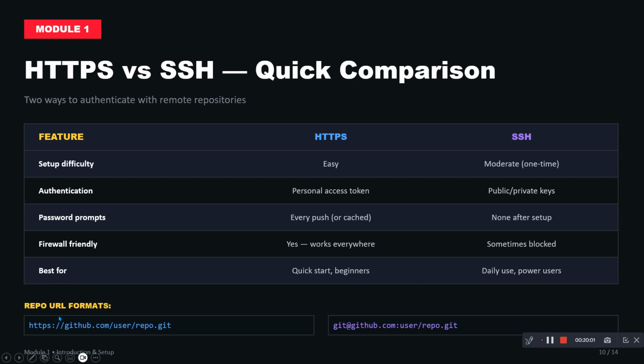And this is how the repo URL format looks. This is for HTTPS: https://github.com/ followed by the user and the repo name. Whereas for SSH, it will be in this format: git@github.com:username, which is the same, then the repo. So these are the basic differences in the URL formats of HTTPS and SSH.